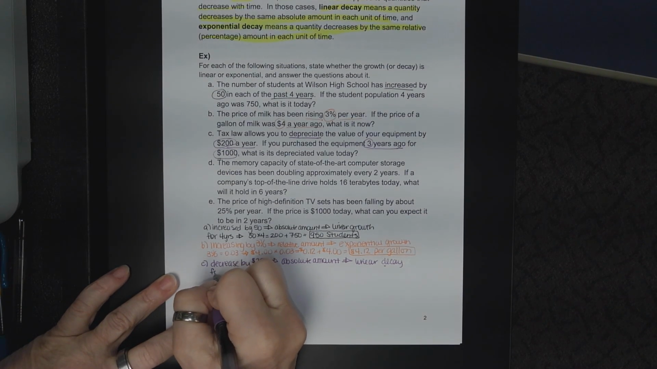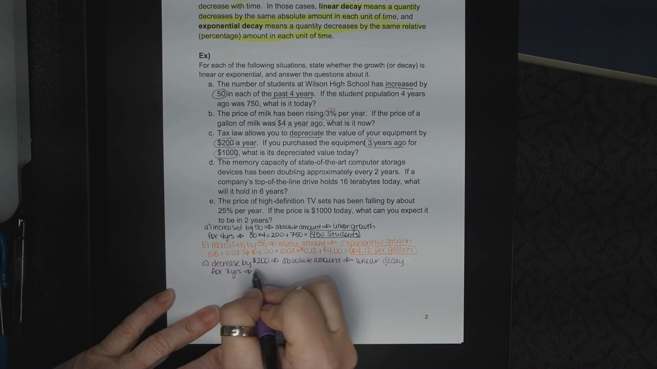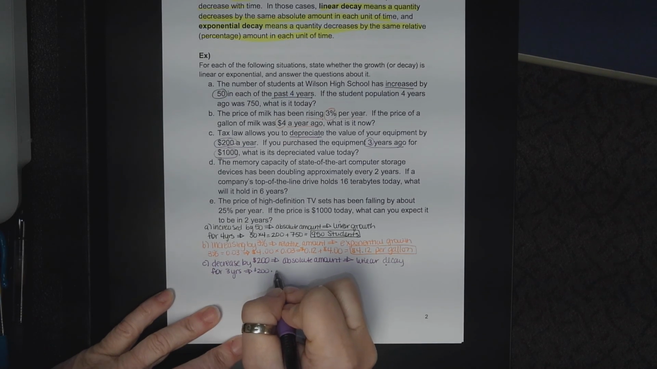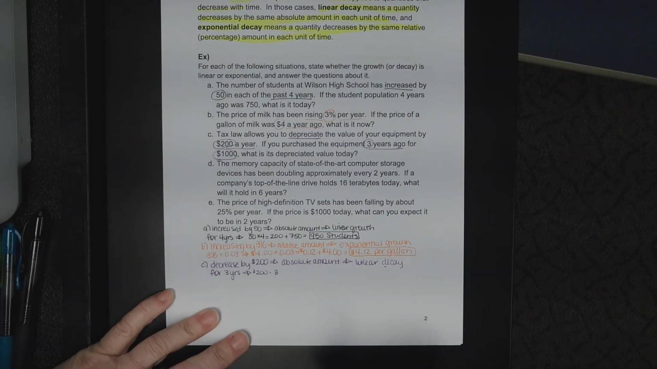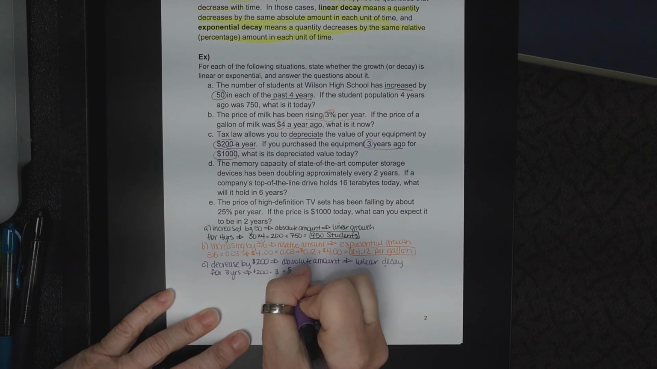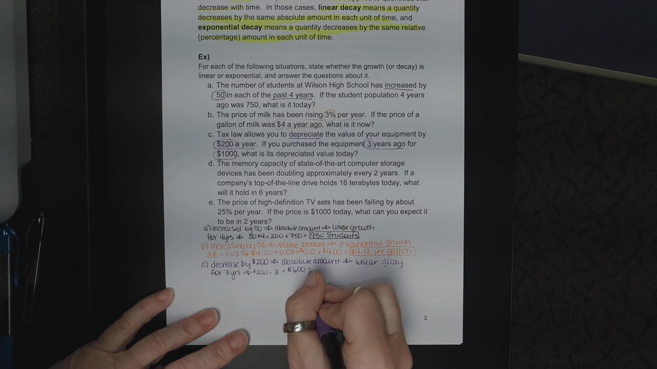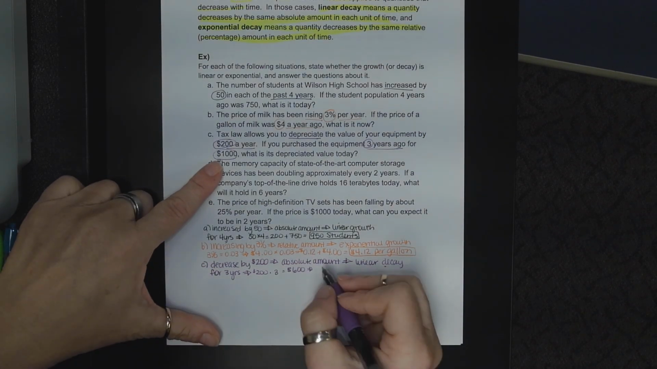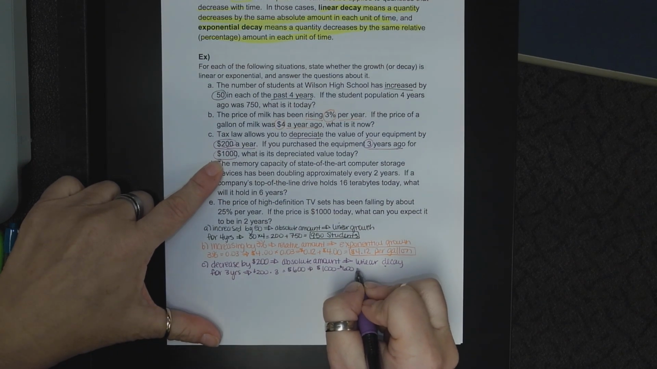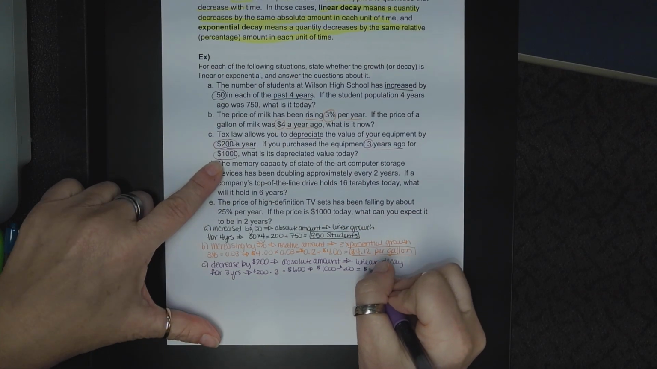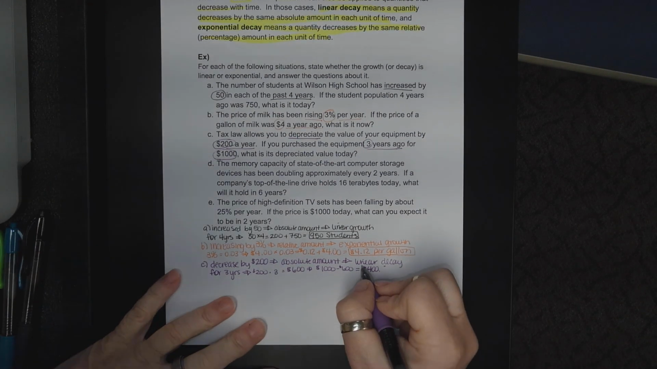So this happened for 3 years. So if we take $200 times 3, that's going to give us $600. So now let's take this $1,000, subtract our 600. That's going to leave our equipment worth $400. That's what it's worth today.